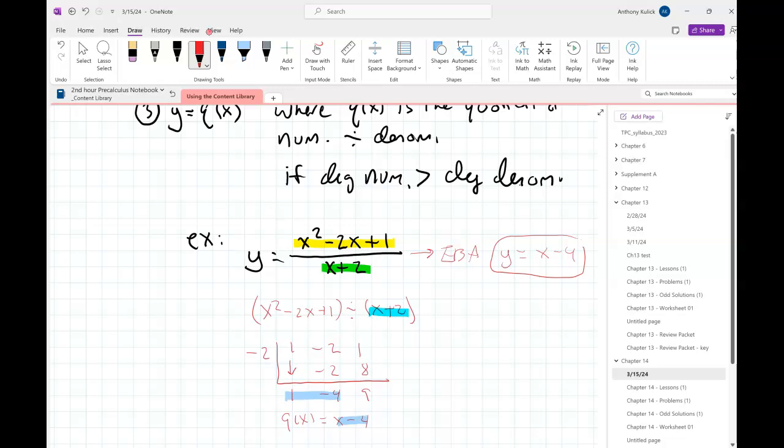Will you have to do polynomial long division at times? Maybe. Hopefully not, though, right? Hopefully Mr. Kulik's giving you something you can just do synthetic division and get out of there quickly and easily, but it doesn't have to be. Okay, those are the three situations for finding these asymptote end behaviors.